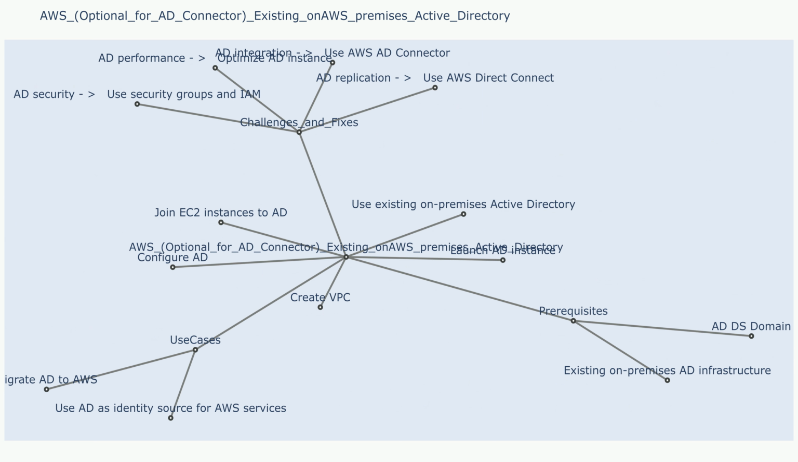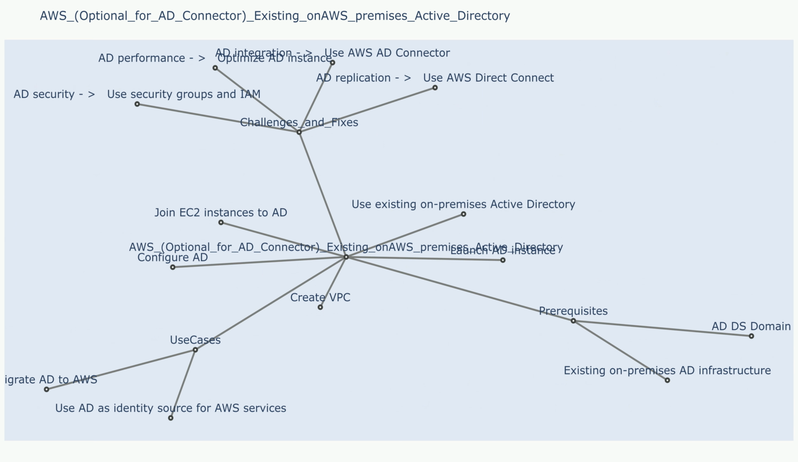Use AWS Direct Connect. Establish a dedicated private connection between your on-premises network and AWS to ensure high bandwidth, low latency replication. AD performance: ensuring adequate performance for AD services, particularly if you have a large number of users or devices. Optimize AD instance. Select appropriate instance type, configure sufficient RAM and storage, and optimize the operating system for AD workloads. AD security: protecting your AD instance from unauthorized access and malicious attacks.